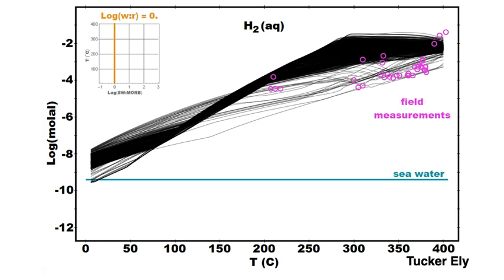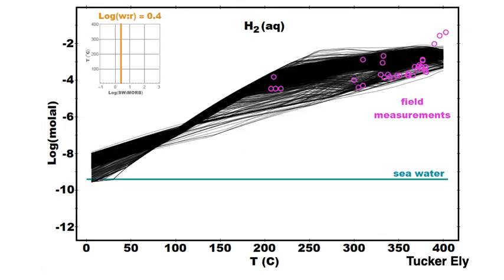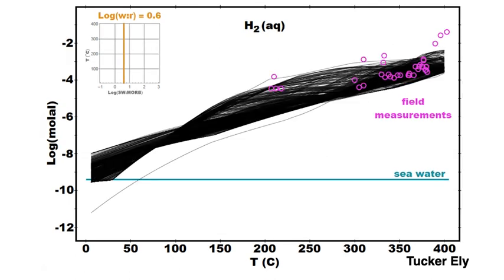However, as we move over in water-to-rock ratio, here the log water-to-rock ratio of 0, so that would be a 1-to-1 water-to-rock ratio, or a little bit higher values of water-to-rock ratio, here log value of 0.4 and 0.6, indicating that it is this sort of extent of water-to-rock reaction that is contributing to the hydrogen to hydrothermal fluids on the seafloor.